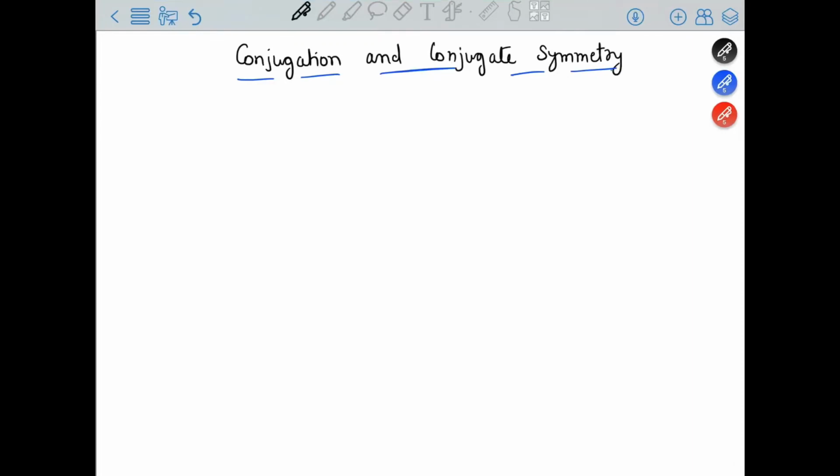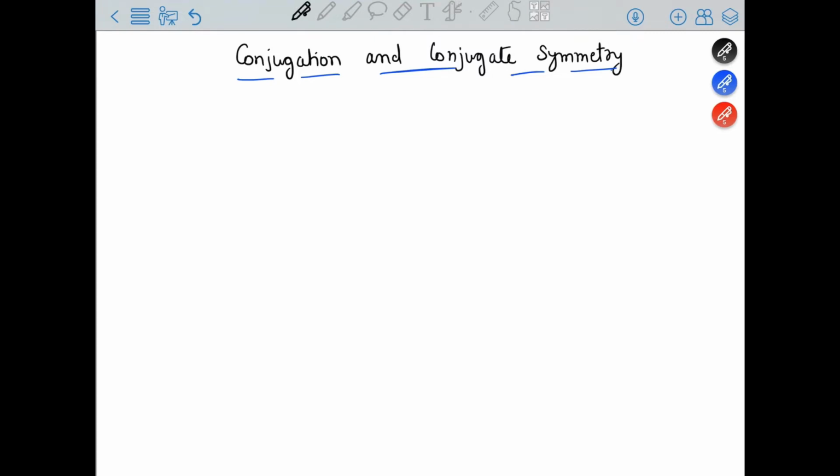Hello everyone. So in the previous video we have discussed the property of linearity and time shifting, and we were discussing the properties of continuous time Fourier transform. In this video we will discuss conjugation and the conjugate symmetry property.